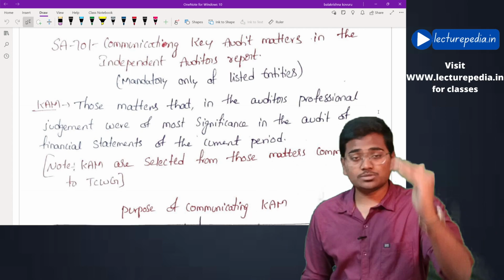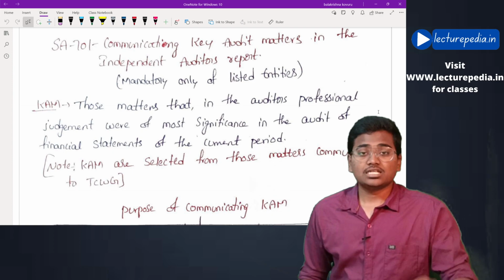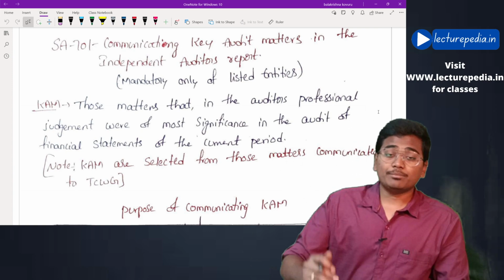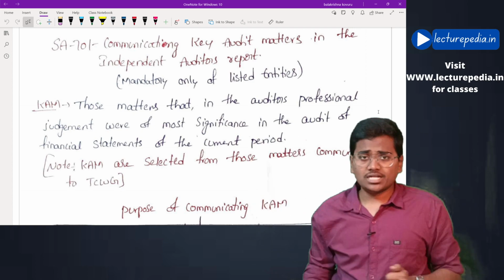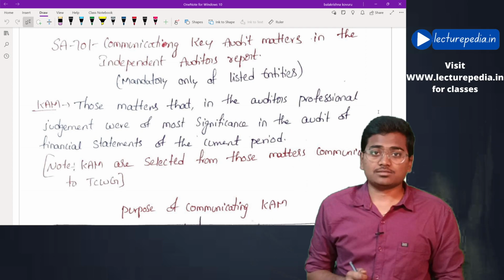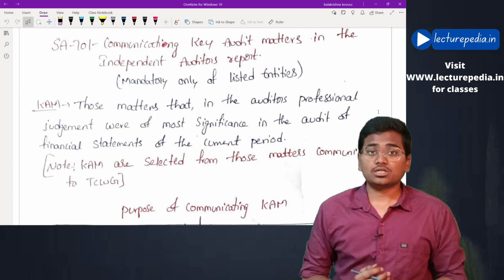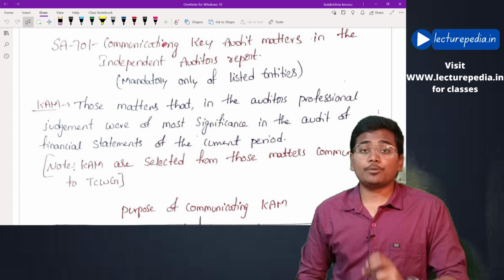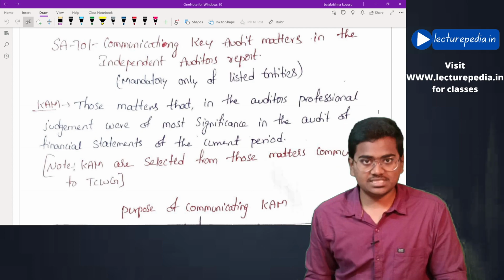Key audit matters are those matters that the auditor feels are significant in the audit of financial statements. The auditor will select these matters from the matters that are communicated to those charged with governance. During the audit, the auditor would have communicated certain matters to those charged with governance. From those matters, the auditor feels that certain matters are significant for the current period audit. These matters will be communicated to the users in the audit report as key audit matters. Hope this is clear.